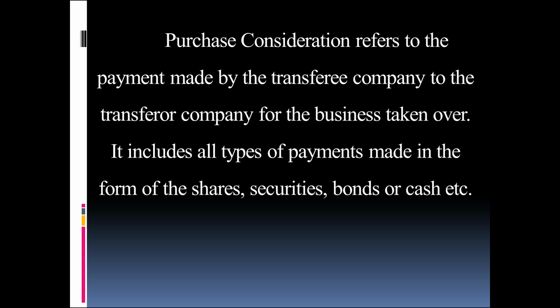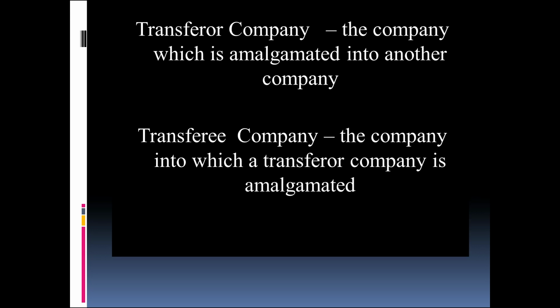So purchase consideration refers to the payment made by the transferee company to the transferor company for the business taken over. It includes all types of payments made in the form of shares, securities, bonds or cash. Purchase consideration doesn't include payment to debenture holders or any other outside liabilities which are taken over and discharged by the transferee company. Then what is transferor and transferee company? Transferor company means the company which is amalgamated into another company, that is the selling company. Then transferee company. Transferee company means the company into which a transferor company is amalgamated, that is the purchasing company.